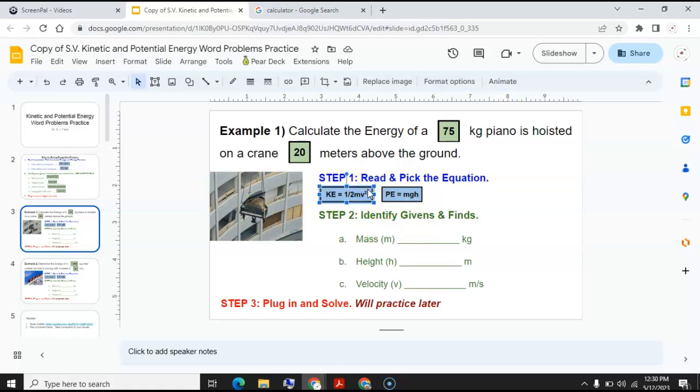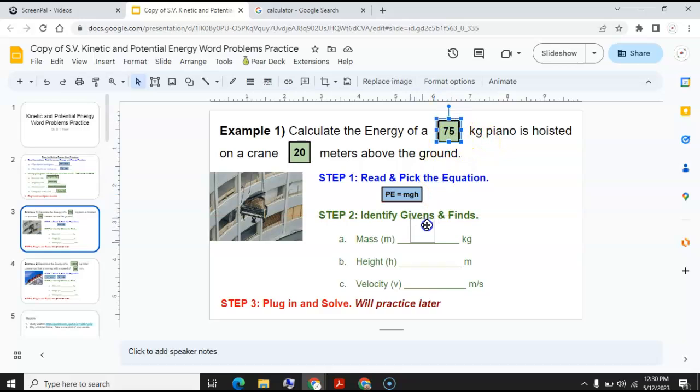So we're going to take this box and delete it. It's not kinetic, it's potential. So this is the right equation. The potential energy equation is mass times g, which is a constant, 9.8, times height. So the two known variables we need here are mass and height. Let's start off with the 75 kilograms. When you see kilograms, what is that? Mass or height? That is, of course, mass.